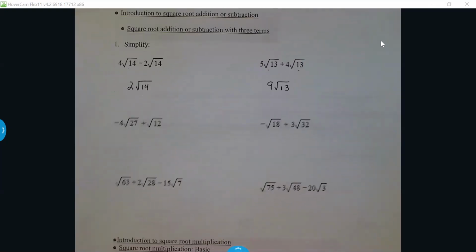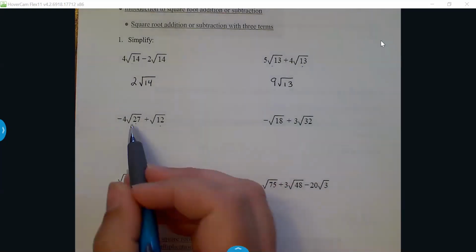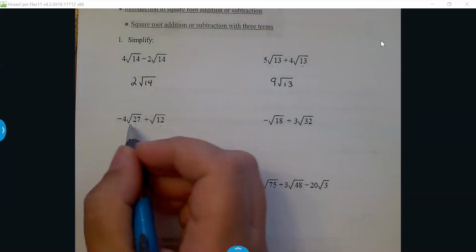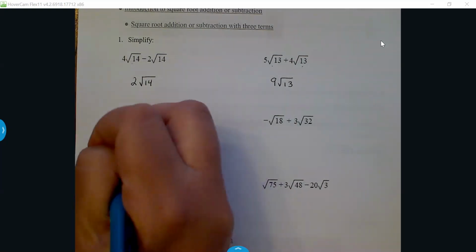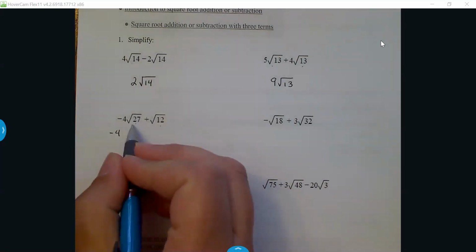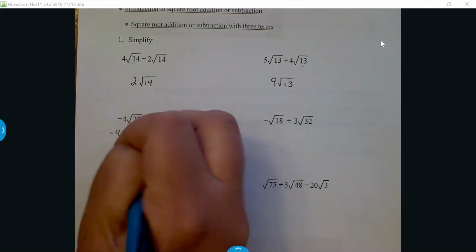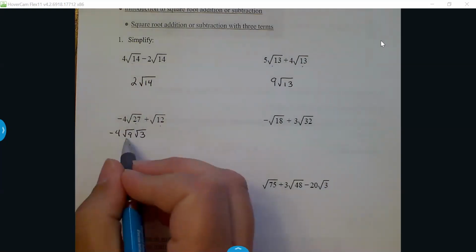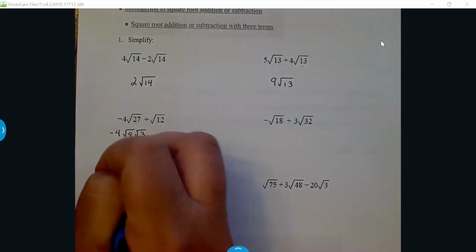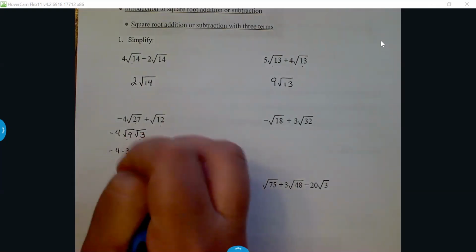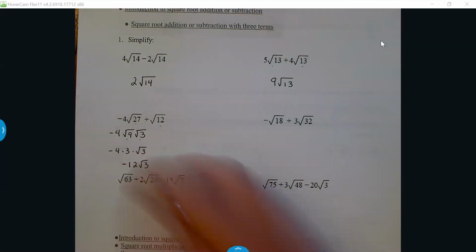Our next two problems that we have, they do not have the same square root. So what we have to do is make them have the same square root. So let's simplify the square root of 27. We're looking for the largest perfect square that goes into 27, and that would be 9. So we could rewrite the square root of 27 as the square root of 9 times the square root of 3. So this would be negative 4 times 3 times the square root of 3, which would be negative 12 times the square root of 3.